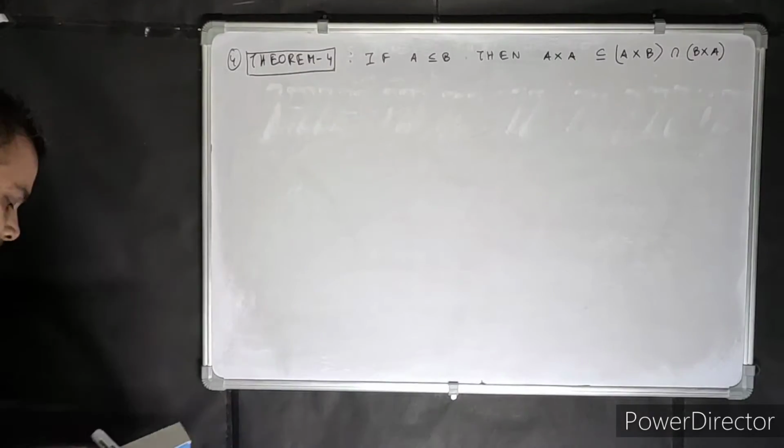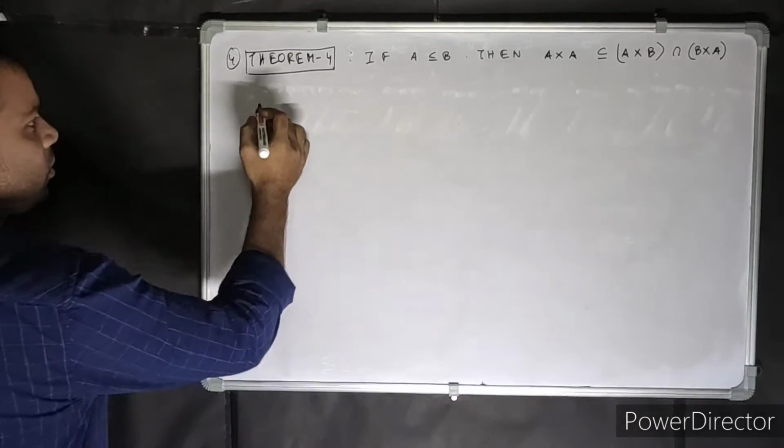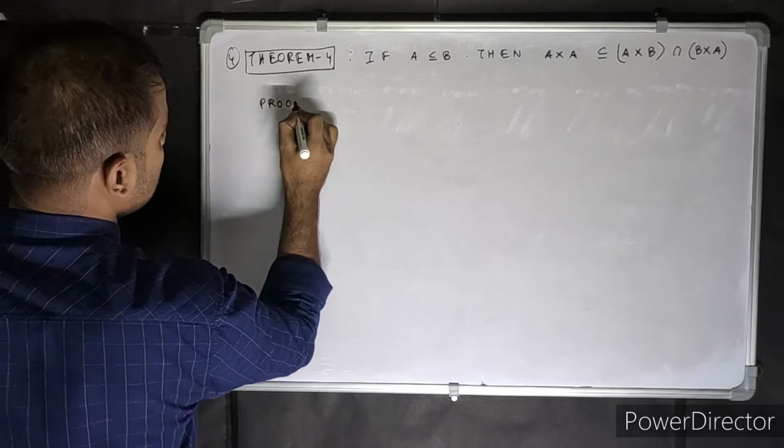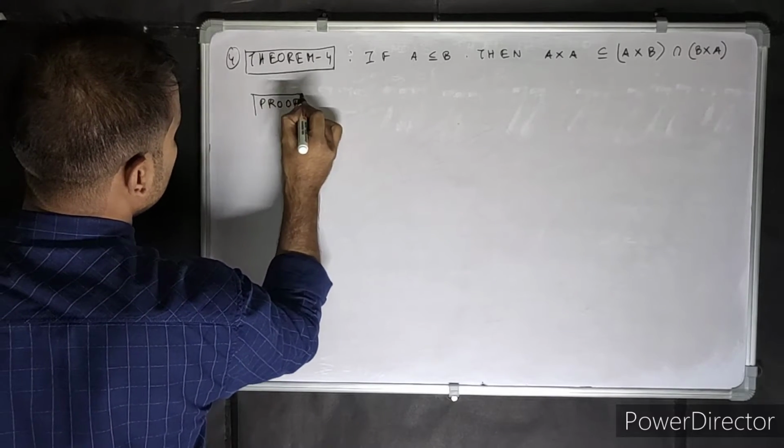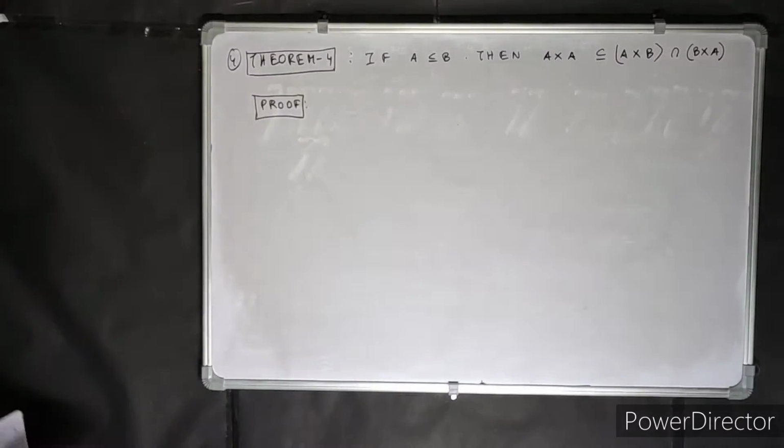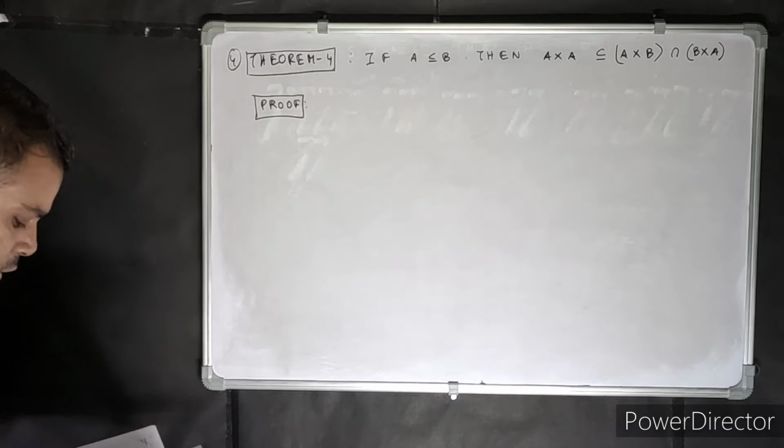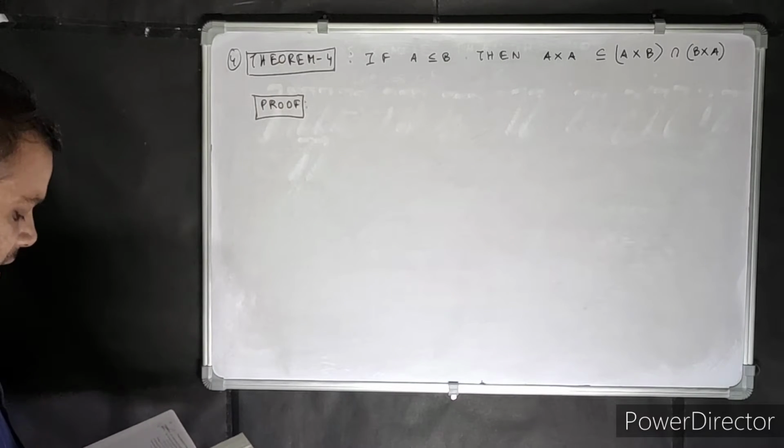Now let's understand how it's going to be. Okay, so I'm going to start with the proof. As I have already said, those of you who don't want to see the proof, don't see it. Okay. So let us take any arbitrary element.